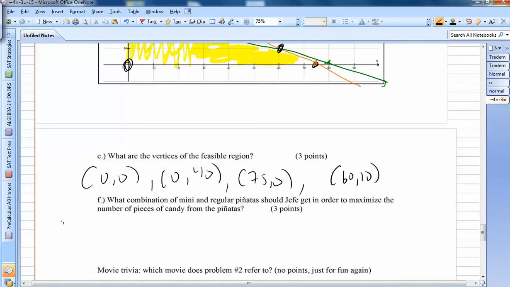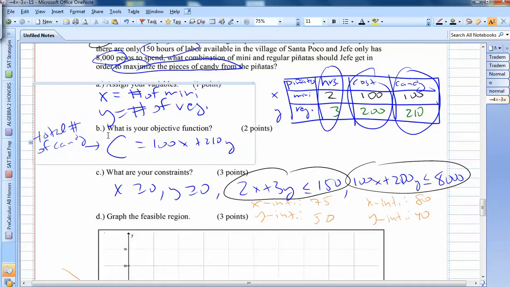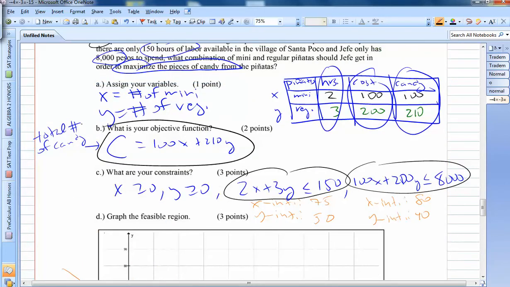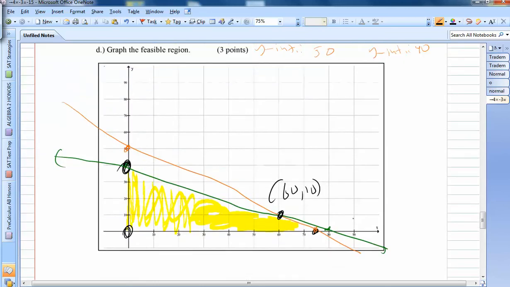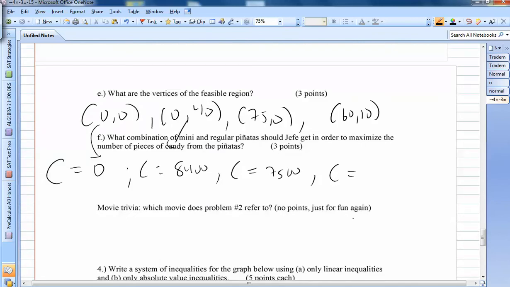And then, of course, to figure out which combination gives you the most, if we plug in 0, 0, you get 0. If you plug in 0, 40, remember we're plugging back into our objective function. Plug in 0, 40, we get 8400. Plug it into 750, you should get 7500. And if you plug in the other one, you should get 8100.